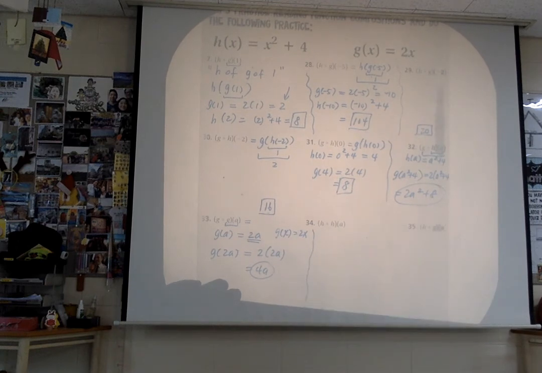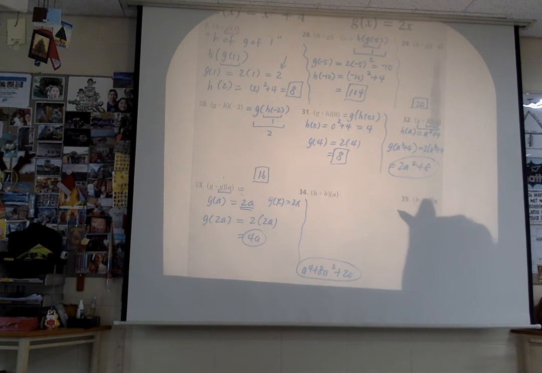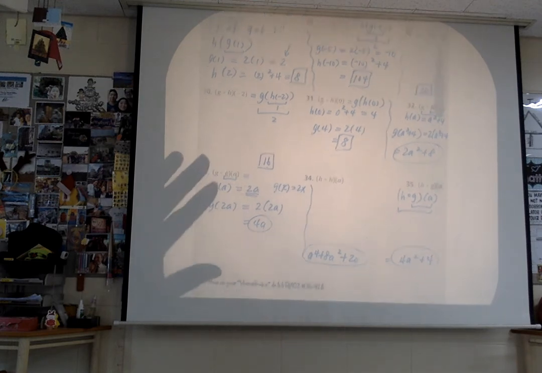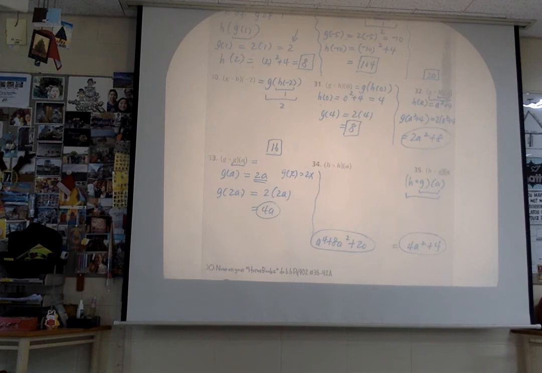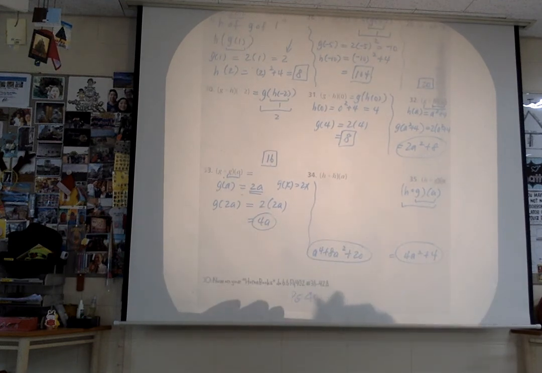Okay, and you guys, I'm not going to do the rest of it, but you should get this one as a to the 4th plus 8a squared plus 20. Okay, next one here is h of g of a, which is g of a, and then you take this, h of g of a. So this one I got is 4a squared plus 4. Okay, so you guys try to understand these and see if you can actually go through them. Okay, you know what else? Before I give you guys more, page 402, try number 36 to 42a.